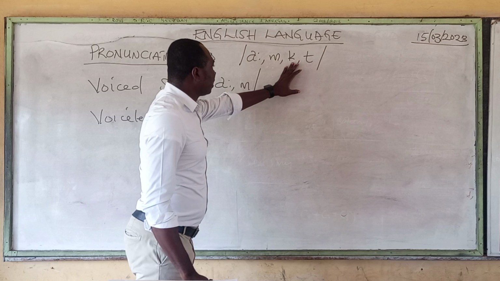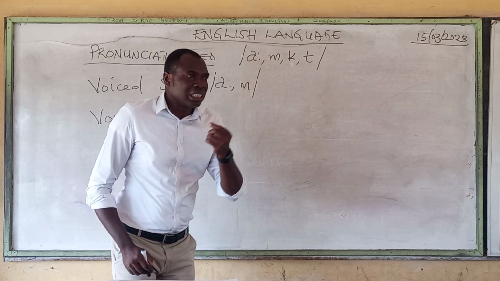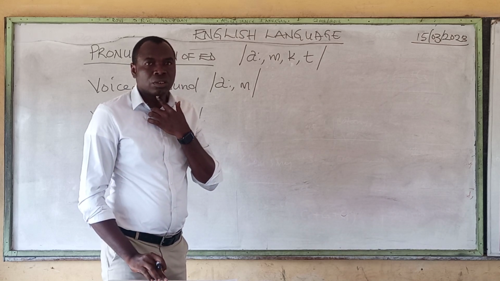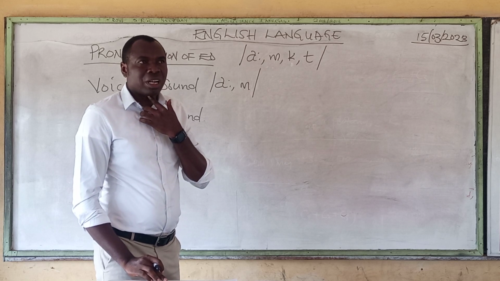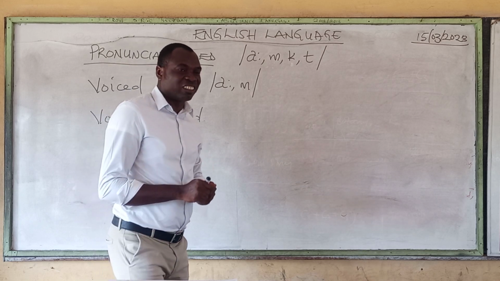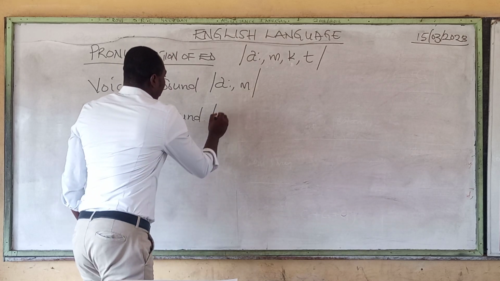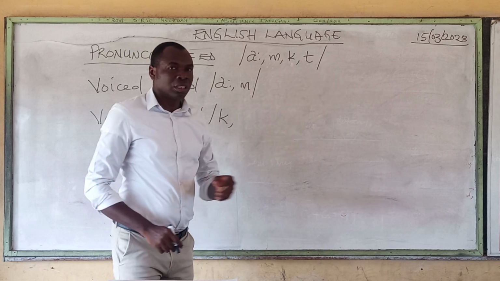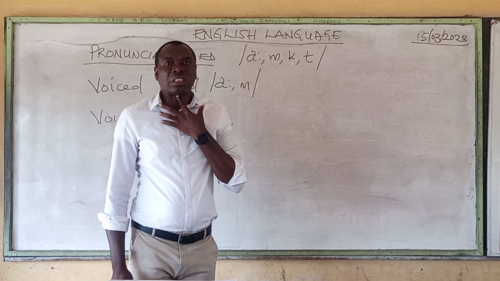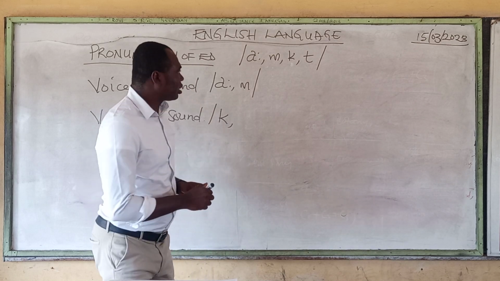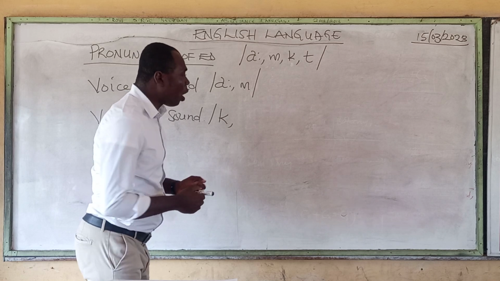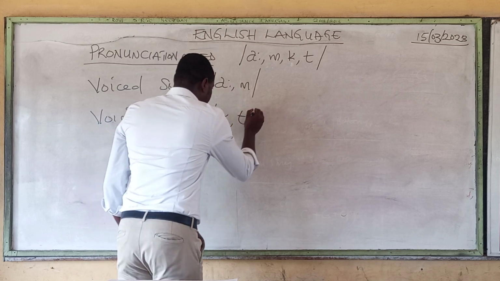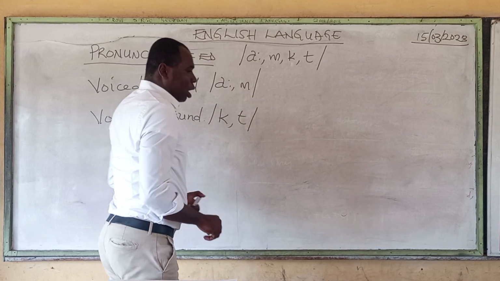Now let's look at the third sound on the board. Let's put the tip of the finger on the vocal tract and produce that sound. Once more. Does the vocal tract vibrate? No, it doesn't. Then it means that the sound is a voiceless sound. Now let's try the last on the board. This is also a voiceless sound because when you're producing it, there's no vibration in the vocal tract. Okay.